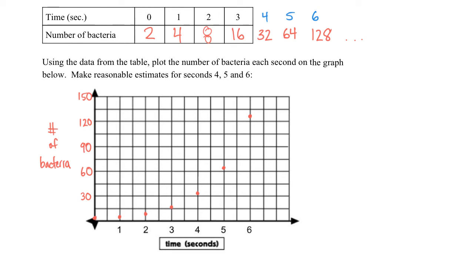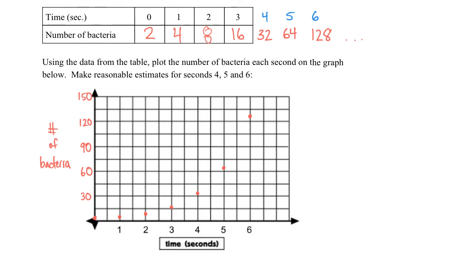So what you see here is a graph that starts low, and then it gets steeper and steeper and steeper, and it's going to keep going really, really steep off to infinity. This is what we call an exponential graph.